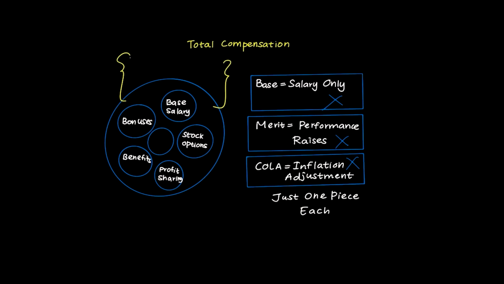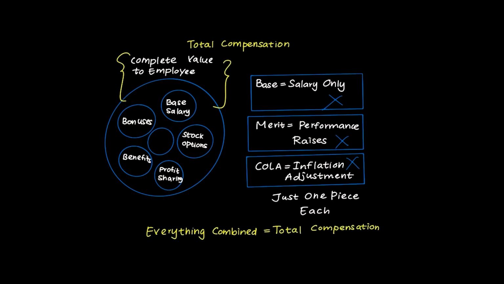Here's a WGU D351 OA exam tip for you. Complete package, all forms of rewards, or everything employees receive means total compensation. Quick recall hook: everything combined equals total compensation.